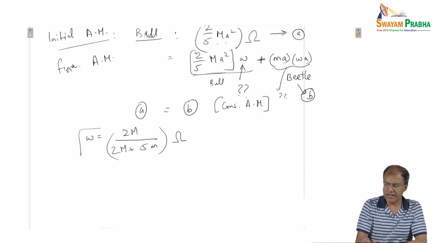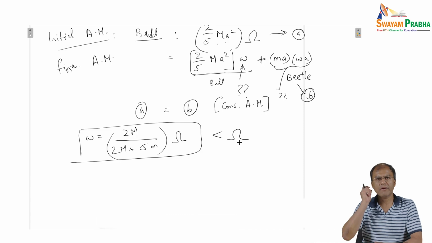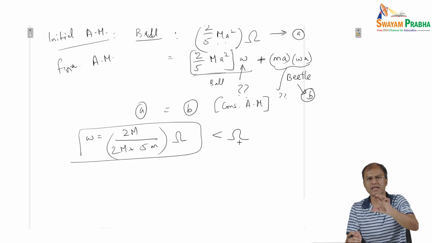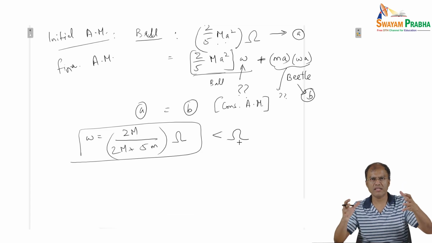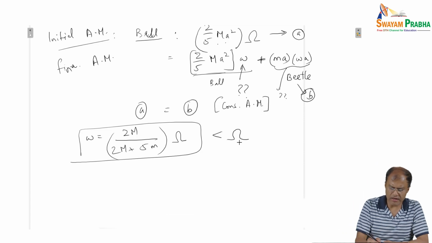So we see that the final angular velocity is less than the initial one, and we expect that because now the beetle is also contributing. This is an isolated system. The beetle has moved to another region, so that is also adding to the moment of inertia of the system. So the moment of inertia has increased, right? Earlier the moment of inertia was not getting a contribution from the beetle. So that is the first part.